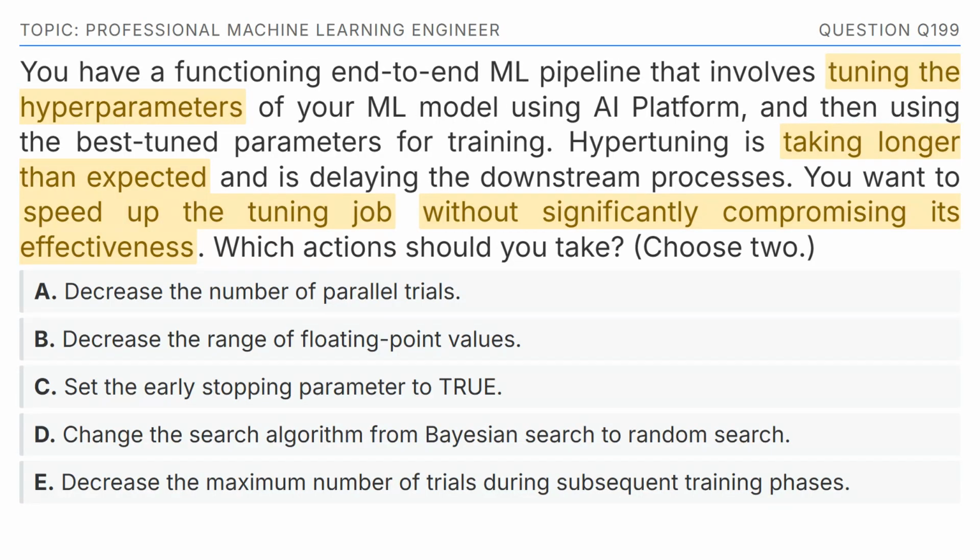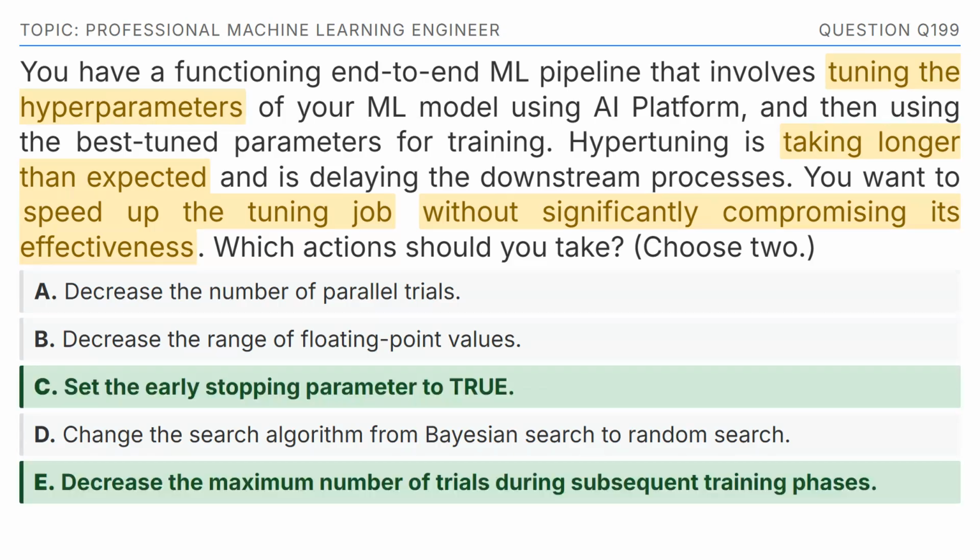To arrive at the correct answer, we focus on the keywords: tuning the hyperparameters, taking longer than expected, speed up the tuning job, without significantly compromising its effectiveness. The correct answers are option C, set the early stopping parameter to true, and option E, decrease the maximum number of trials during subsequent training phases.